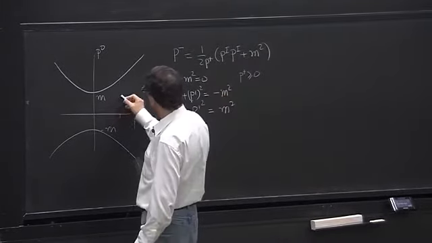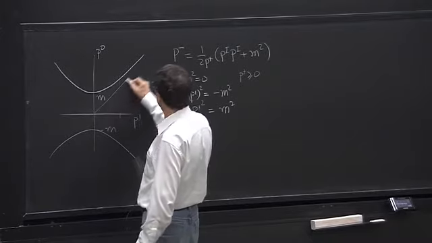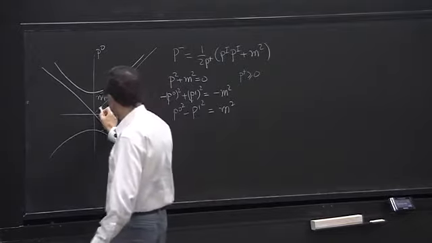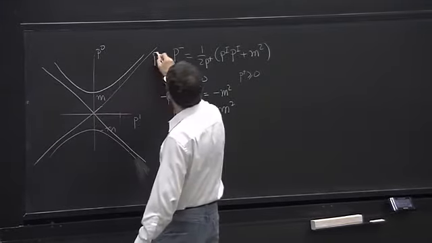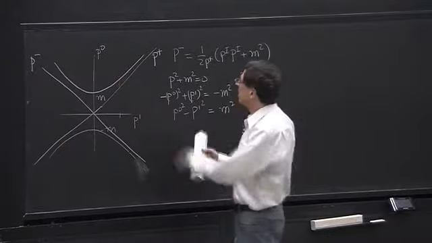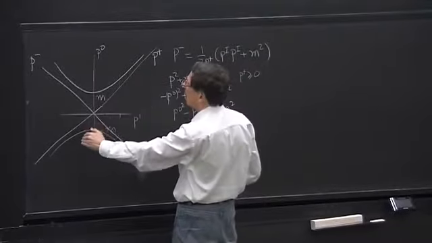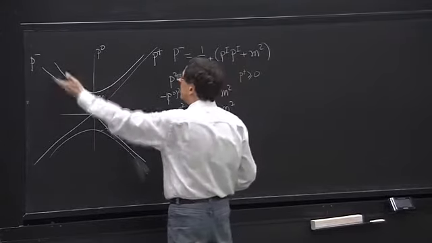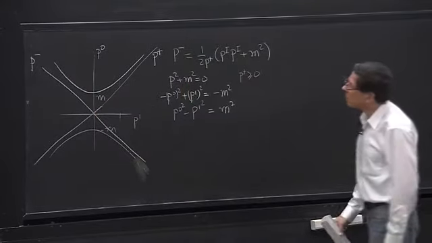Let's realize that this axis here are the P plus axis and the P minus axis. You see, this is P plus because on this line, P minus is 0. P1 is equal to P0, and this is the P minus axis.